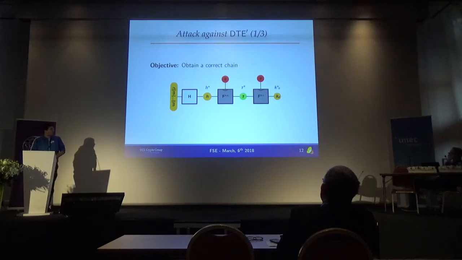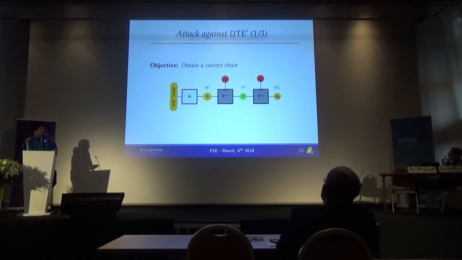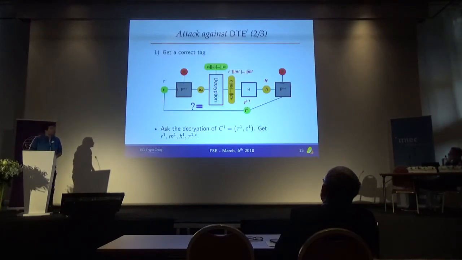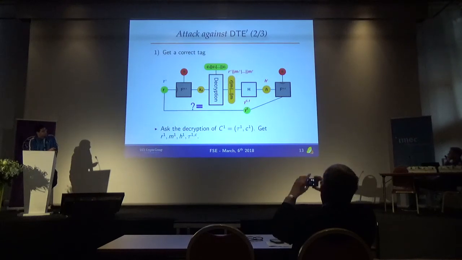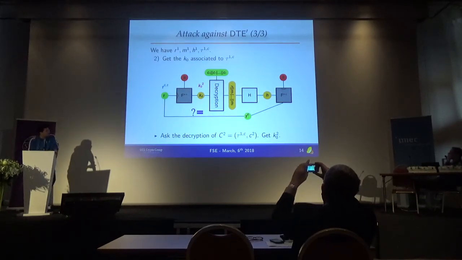In fact, we are able to provide an attack where our objective is to obtain this chain where we have the randomness, the message, the hash of this randomness and message, the valid tag for this hash value, and then the first ephemeral key. What we can do first to get the correct tag is ask the decryption of a random ciphertext. We will obtain via leakage the randomness and the message. Then we are also able to compute ourselves the hash value. And since the algorithm to check authenticity will compute the valid tag to check, we can obtain via leakage this valid tag.